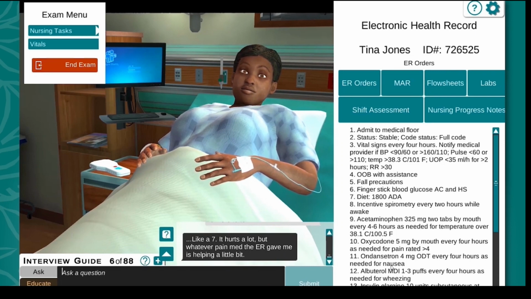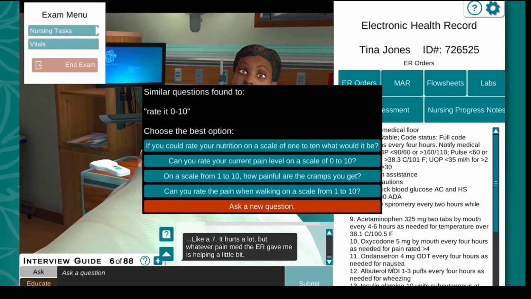So let's go back to our last question. We asked about pain. So if I said something instead like, rate it 0 to 10, the patient's not going to understand, so you can read through the 4 statements. These are clarifying statements, and decide if you can rephrase to one of the questions offered. You can see that we could choose this one or maybe even a couple of the other ones, but I'm going to go ahead and choose the second one.